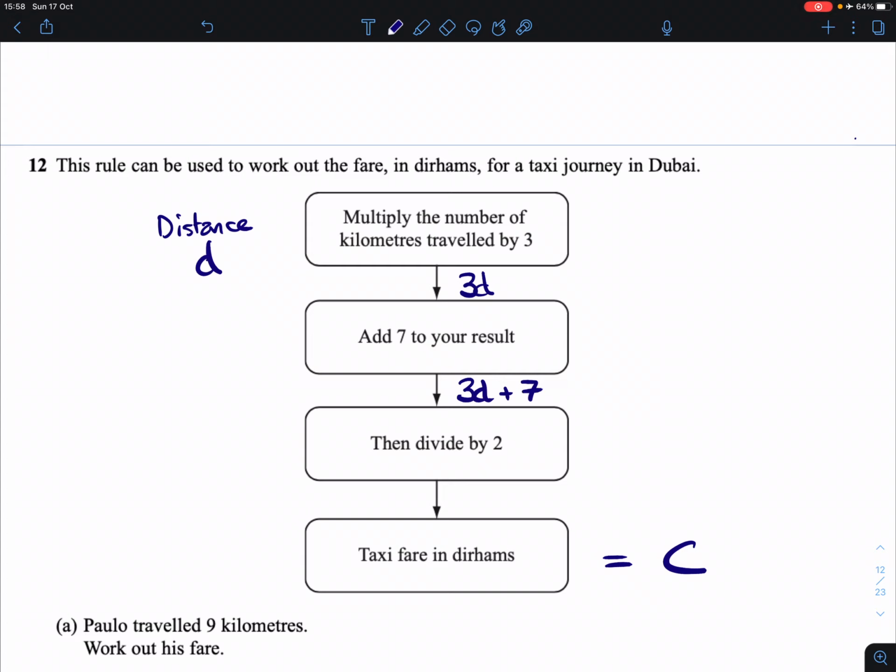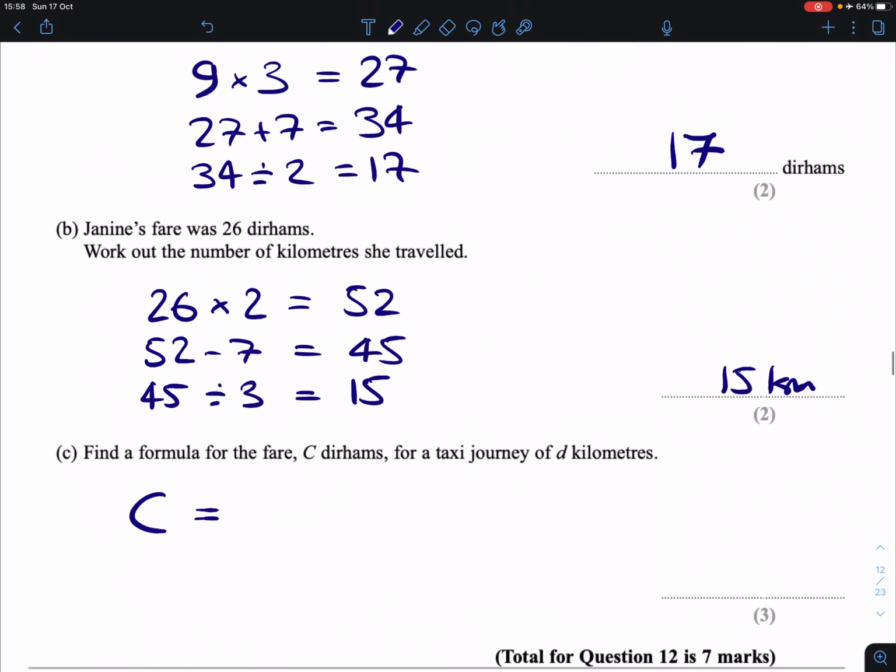We can actually mix those together. And then lastly, divide by 2. We have 2 options. Either we write this in a pair of brackets with a divide by 2, or the better way, I think, is writing it as a fraction. So 3D plus 7 all over 2. So how I would write this is like that, as a fraction. 3D plus 7 all over 2, done.